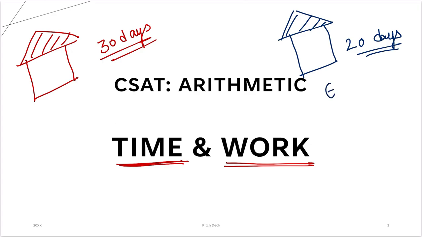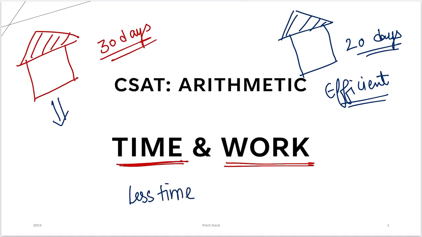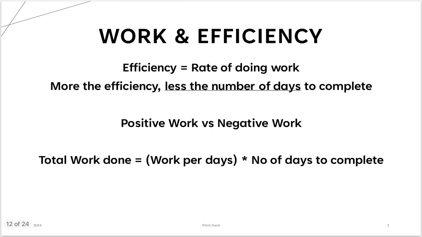So we will say this person is more efficient in his work, and this person is less efficient in his work. Why? Because he is taking less time. So we can say less time taken by a person means he is more efficient. I hope this is clear. This is just a basic definition. Less time, more efficient. If you don't understand from the definition, you just learn this: more the efficiency, lesser number of days will be taken by him to complete the work. Just the first definition of efficiency.